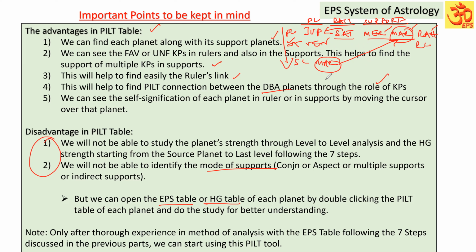Sorry, in the PILT table, we can check the EPS table also. House grouping table also we can check. So that way, this table will be more useful in checking these PILT connections, ruler sling, all these things, and also we can verify with our combined study, which can be done with the EPS table by double clicking that planet. I think you're able to understand.